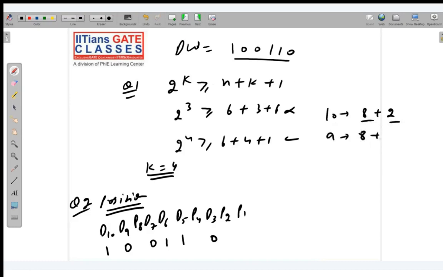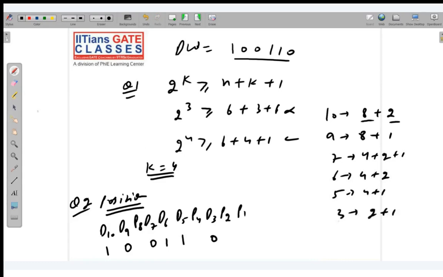8 plus 1. Then after 9, 7. Do not write 8 here, please. We are just writing data bits. 7 is 4 plus 2 plus 1, 6 is 4 plus 2. 5 is 4 plus 1. 3 is 2 plus 1.